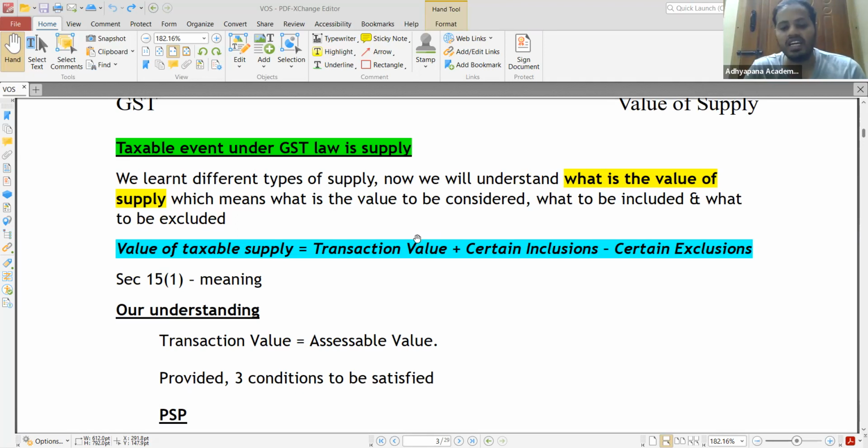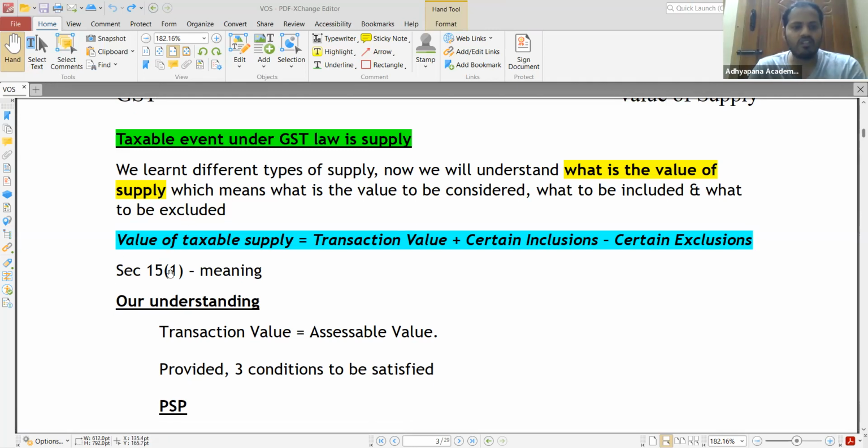Since it's a demo or introduction video with respect to Inter and Final, value of supply is covered in both Inter and Final. So I'm taking a topic which is common for both. Tax is levied only on taxable supply. Tax is not levied on supplies other than taxable supplies.